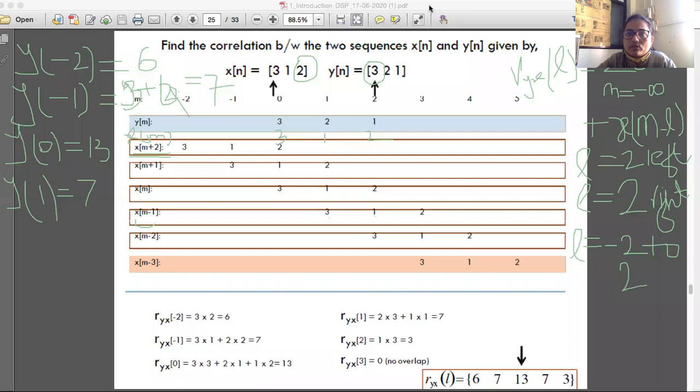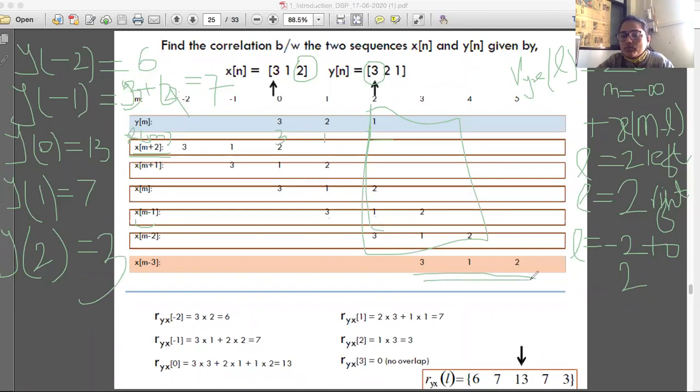The next value which I am going to substitute is y of L is equal to 2. If I am substituting L is equal to 2, what I am going to get here is this is my sequence, and this is my sequence shifted 2 units to the right hand side. So this is 1 multiplied by 3. So the output will be 3 only, and thereafter the output is going to be 0.